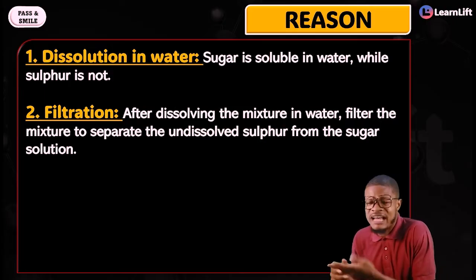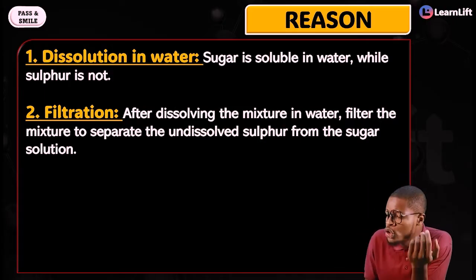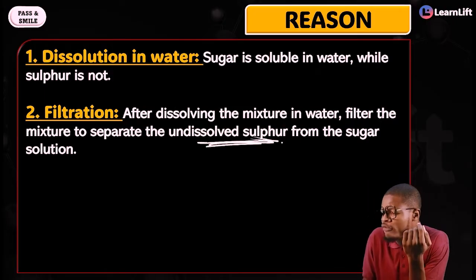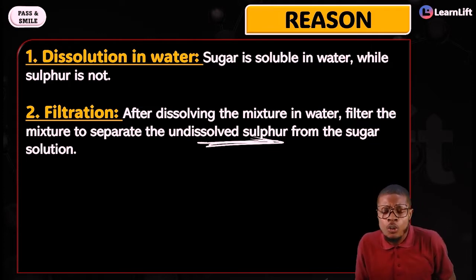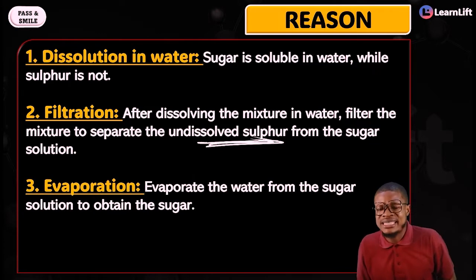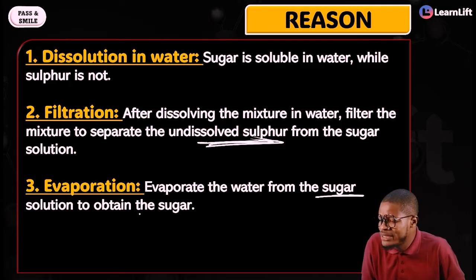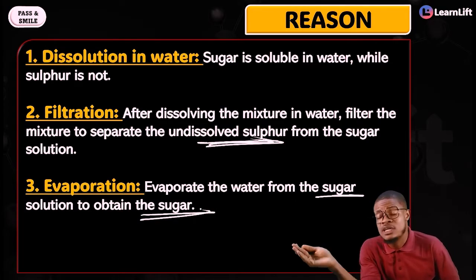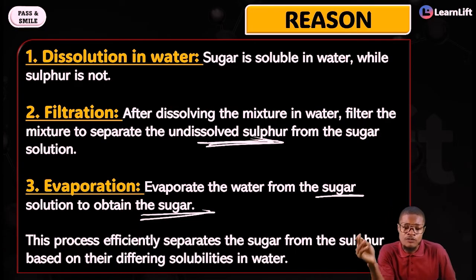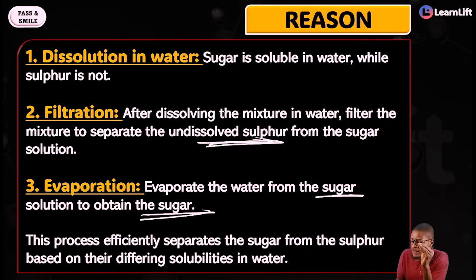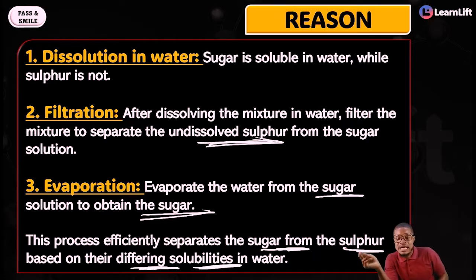After dissolving the mixture in water, filter the mixture to separate the undissolved sulfur from the sugar solution. When you have done that, what happens next? Number 3, evaporation. Evaporate the water from the sugar solution to obtain the sugar alone. So you have separated the 3 of them. And of course, don't forget that this process efficiently separates your sugar from the sulfur based on their different solubility in what? Water. Their differing solubility is what you have applied.